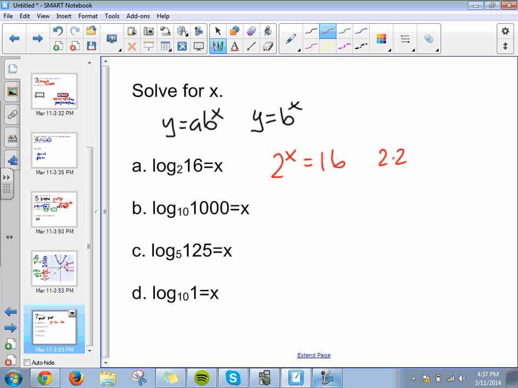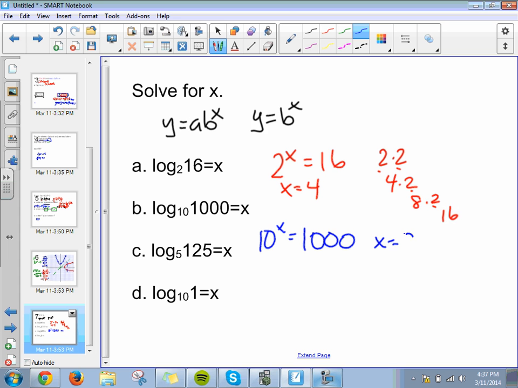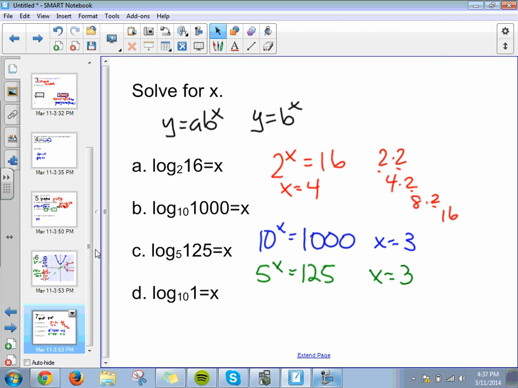So for this first one, I'm really asking 2 to the what is equal to 16. And we know that we have to do 2 times 2 is 4, times 2 is 8, times 2 is 16. 1, 2, 3, 4. So we know that x is equal to 4. And the next one, we're asking 10 to the what is equal to 1,000. Well, that would be when x is equal to 3. And C, 5 to the what is equal to 125. Again, that would be x equals 3.